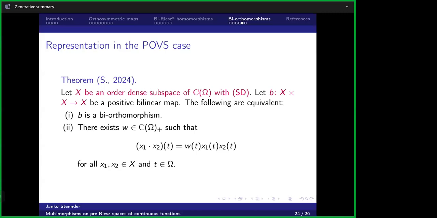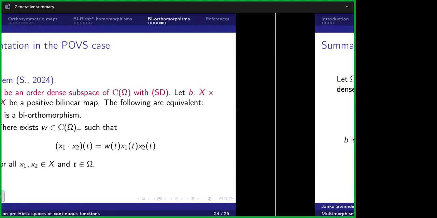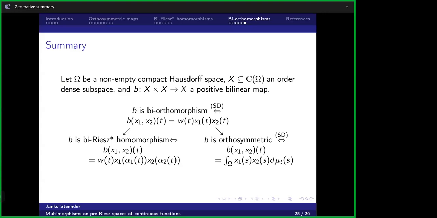So the property SD seems to be really important. Now we receive the same representation in the end. To summarize everything, we get a similar scheme as for the vector lattice case, but this time we just have an ordered subspace of the continuous functions. And we get the same representation as in the vector space, except of course for the bi-homomorphism and the orthosymmetric map we need to set C. Without a C, no hope to get anything like this.